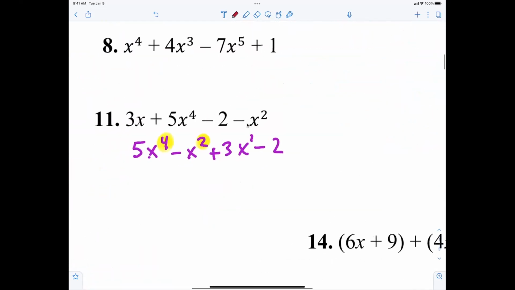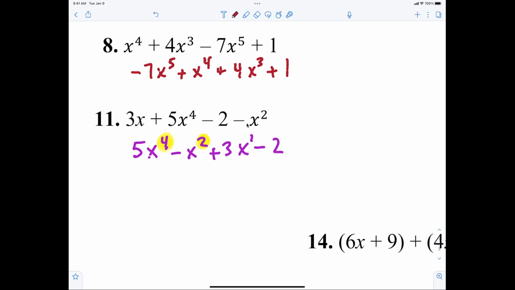Standard form. Everybody's going to number 8. I'm going to write it in standard form, and then you can tell me why it's written in standard form. Standard form is negative 7x to the 5th plus x to the 4th plus 4x cubed plus 1. Someone tell me why that's written in standard form. Look at the exponents. The exponents go from the largest all the way to the smallest. That's standard form.